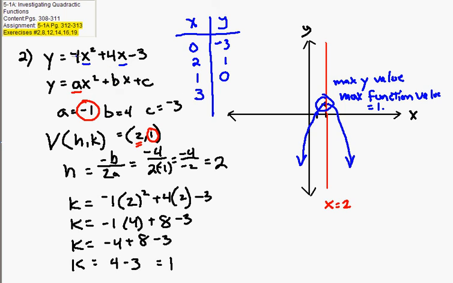3 squared is 9. So 9 times negative 1 is negative 9. 3 times 4 is 12. 12 minus 9 is 3. 3 minus 3 is 0. So there's another 0. That would be this point here. Alright, so we've identified some points that would help us to graph that particular line. Alright, so that's problem number 2.